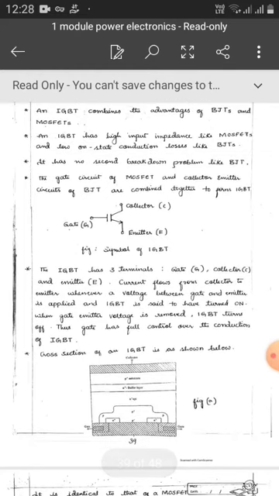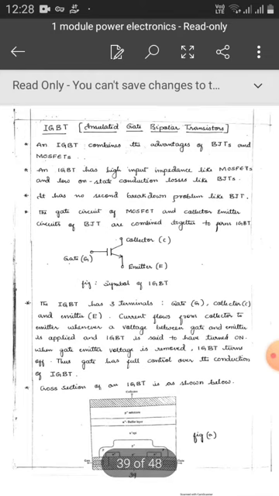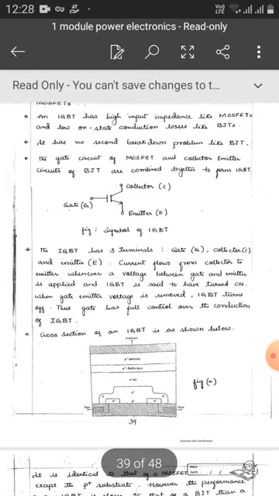We know that BJT has lower on-state losses for high values of collector current, but the drive requirement of BJT is a little complicated. The drive of MOSFET is very simple. Only voltage is to be applied between the gate and source.